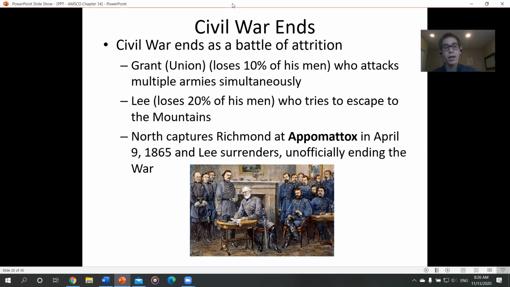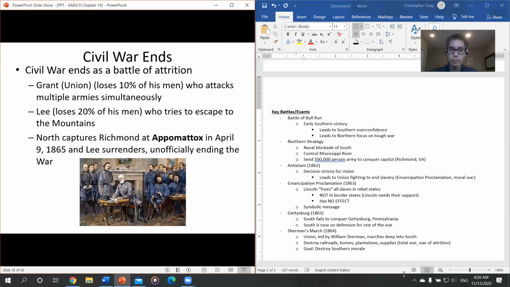The Union lost 10% of their army. They are able to attack multiple Southern armies at the same time. Meanwhile, the South, led by Robert E. Lee, lost much more. They lost 20% of their men. They also, remember, didn't have the factories to produce more supplies. They just tried to escape. So the North ultimately captures Richmond, Virginia in April 1865, forces Robert E. Lee to surrender, and unofficially ends the war.